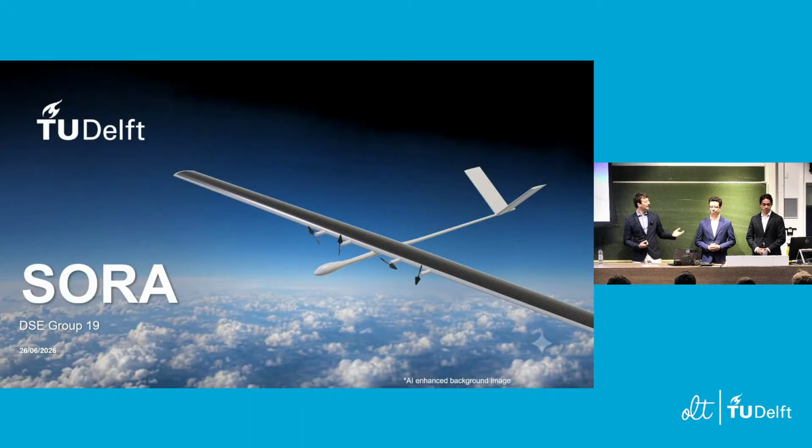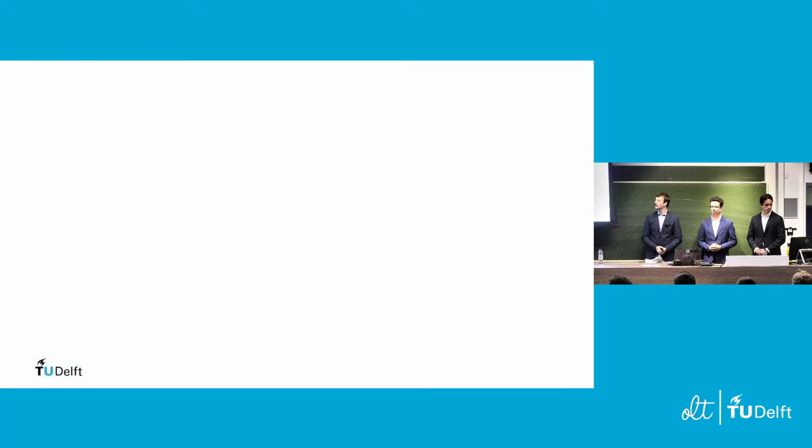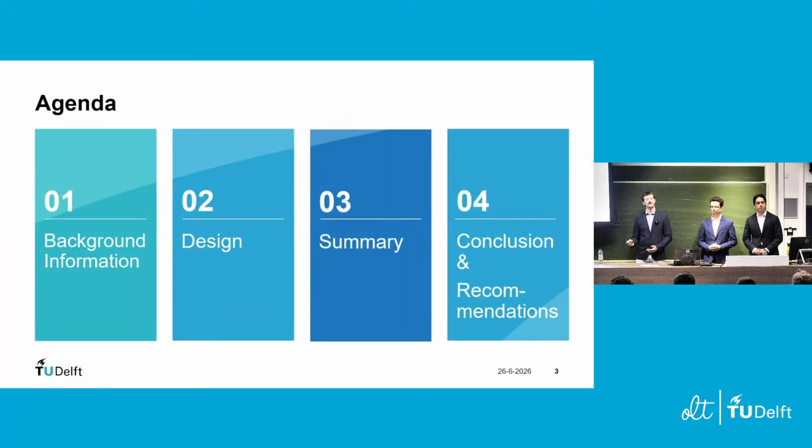I'm Davide, and together with my colleagues Diogo and Walter, we're going to explain our design of SORA, a stratospheric observatory research aircraft. Today, we're going to start with a bit of background information, to make sure everybody's on the same page. Then we're going to explore the why we did this. Then we're going to dive deep into the how we did it, exploring our design. We'll have a summary at the end, to make sure nobody got lost during the presentation. And then we're going to show some conclusions and recommendations for future work.